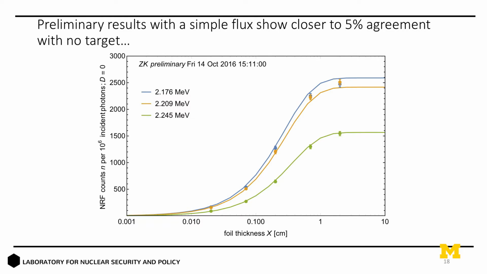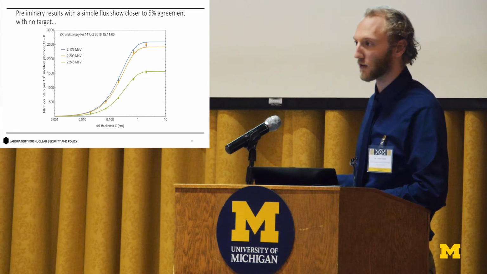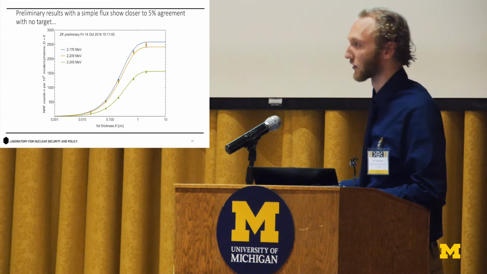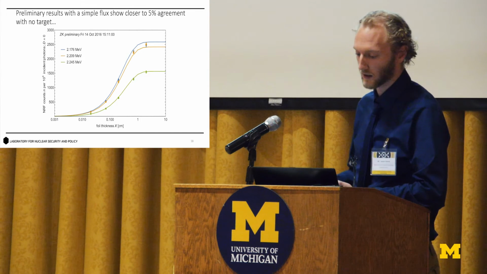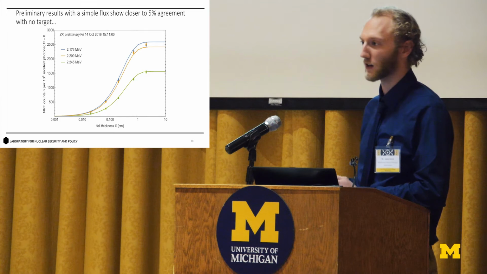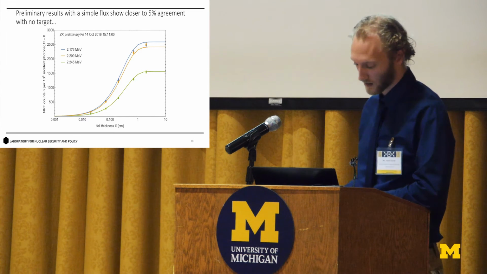However, with our simplified model that I showed a few slides ago, we're seeing something closer to 5% agreement, which is a very good sign for the status of the Monte Carlo code. Here I'm showing the NRF count rate per million incident photons for a simplified flux model for the 3 different uranium-238 lines as a function of the foil thickness X. This is with no intermediate target, no quote-unquote warhead in the way.